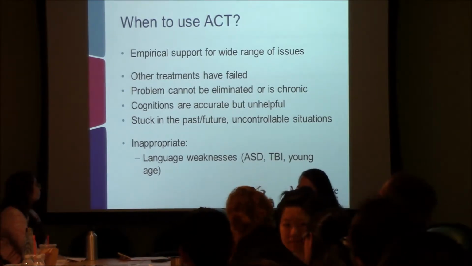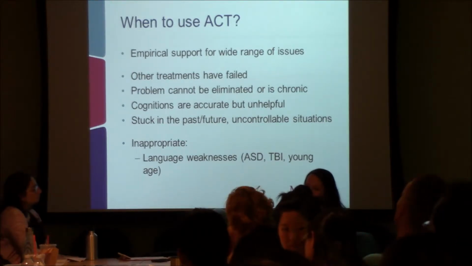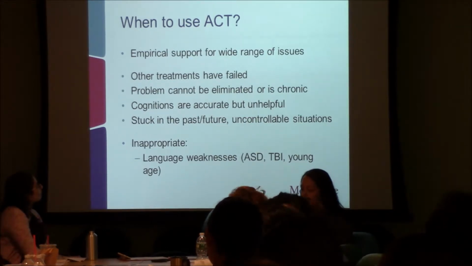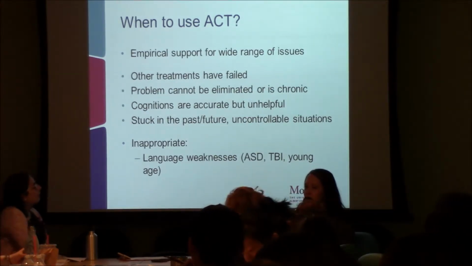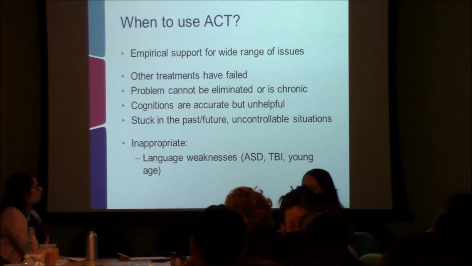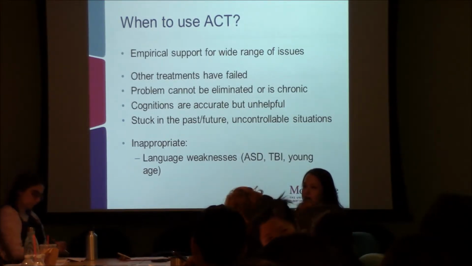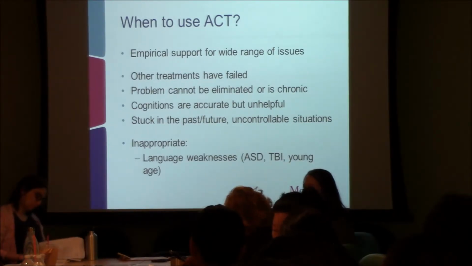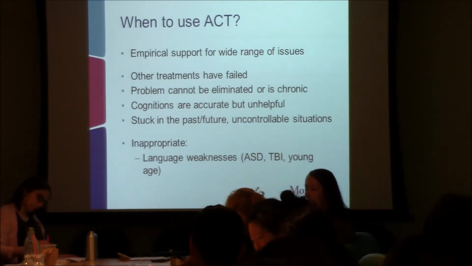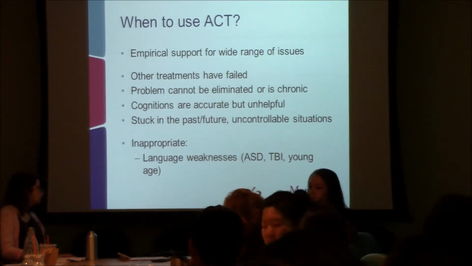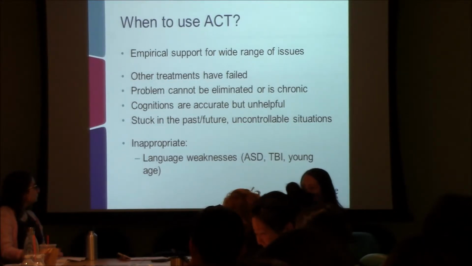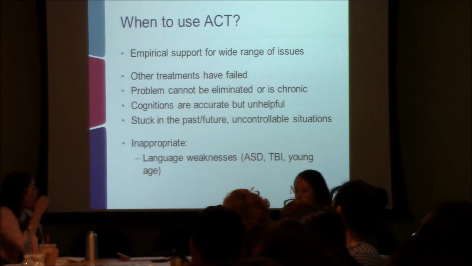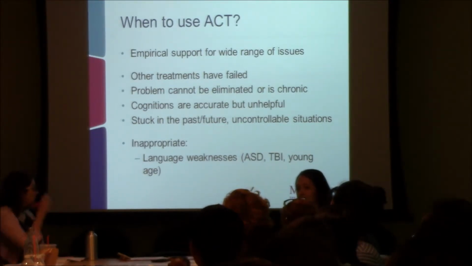So for me, I think about, has this kid been in treatment before? Have those other treatments failed? Maybe they've done years and years of CBT and they're still struggling. Maybe their problem is chronic or it can't be eliminated. So you want to promote how they are going to be able to still live their life while this uncontrollable situation is going on. Maybe their cognitions are accurate and they're not going to change, but they're unhelpful, they're holding them back. Maybe your patient is stuck in the past, or they're stuck overly in the future, or whatever's going on right now they can't control, but they still need to figure out, how do I do what I need to do?